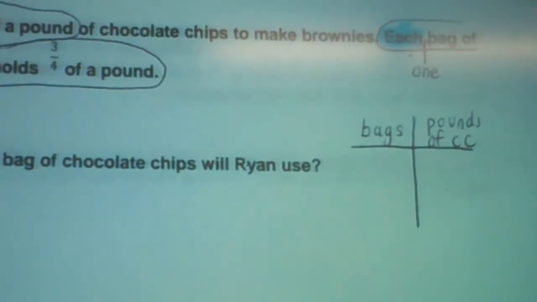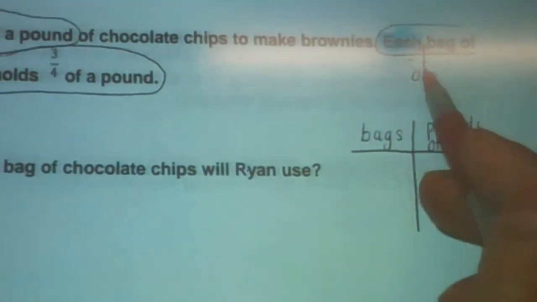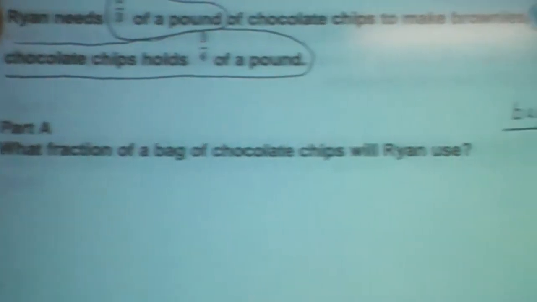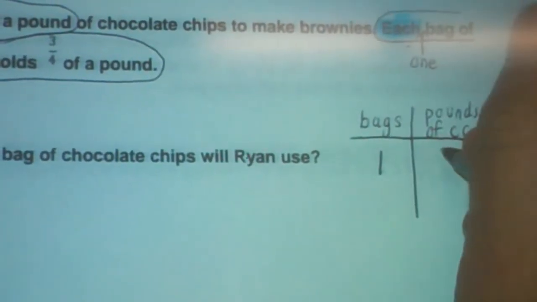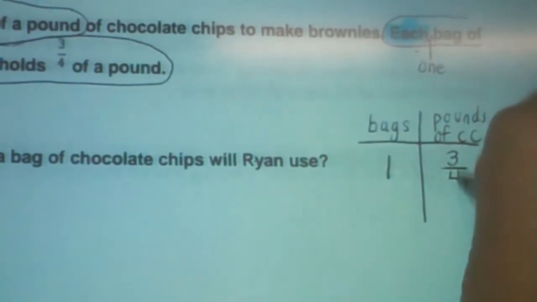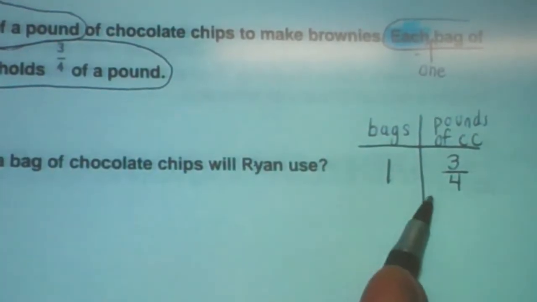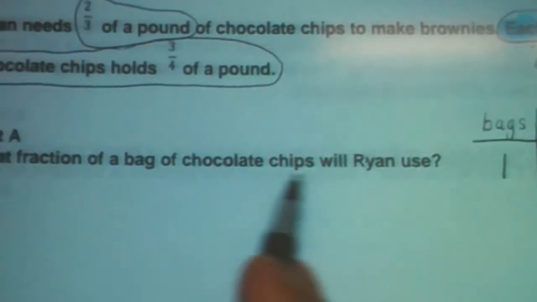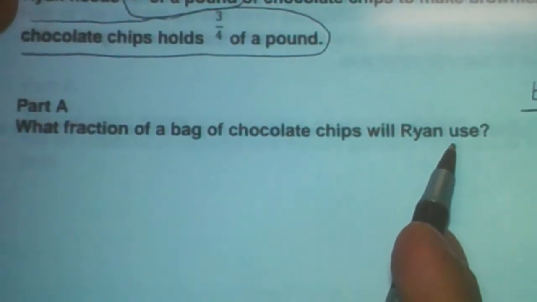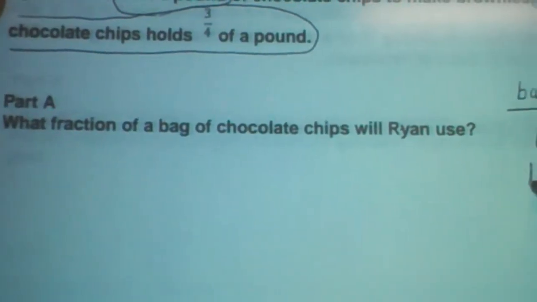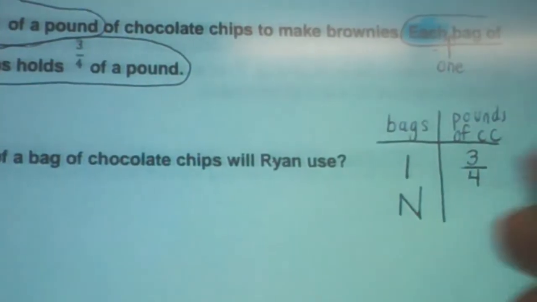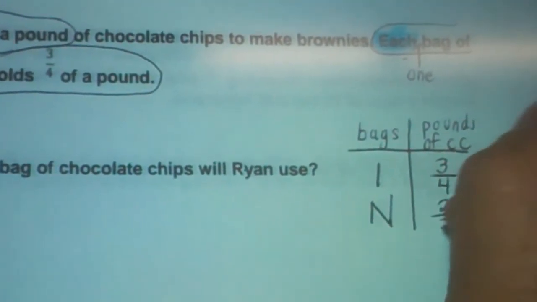Okay? So, the first part I see, it says each one bag of chocolate chips holds 3/4 of a pound. So one bag holds 3/4 of a pound of chocolate chips. It says, what fraction of a bag of chocolate chips will Ryan use? So I don't know the bags, but over here I do know that Ryan needs 2/3 of a pound.